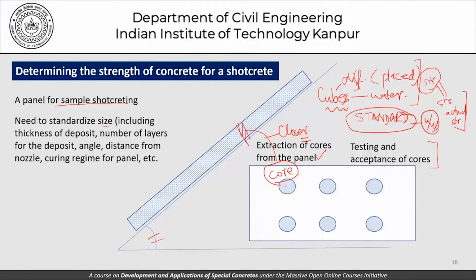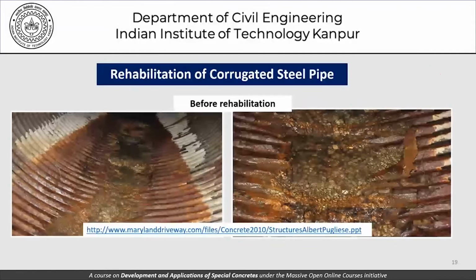I've been asking you all the time to read those standards, find out about those standards in order to be able to better utilize special concretes in actual projects. Now let me show you some examples of shotcreting being used for rehabilitation works in particular before we close our discussion for today. This is the rehabilitation of a corrugated steel pipe.